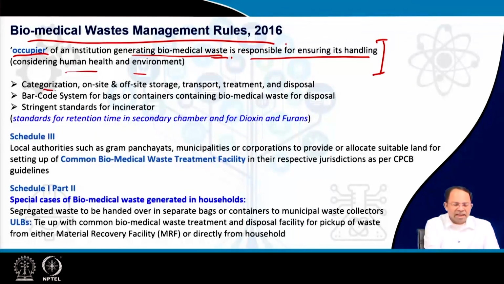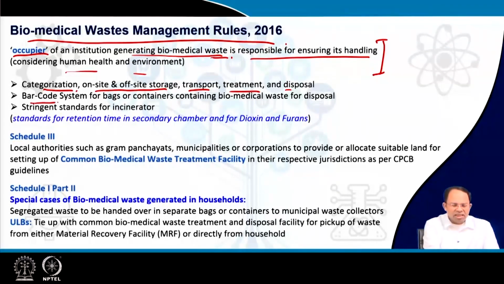There has to be proper categorization of biomedical waste, like we learnt in the last slide. What are the different categories? On-site and off-site storage rules for them, transport mechanisms, treatment and disposal mechanisms for this kind of waste. Again, this treatment mechanism is different. A lot of incinerators, autoclaves, all these different processes are utilized. But again, these are not directly the responsibility of the ULB.